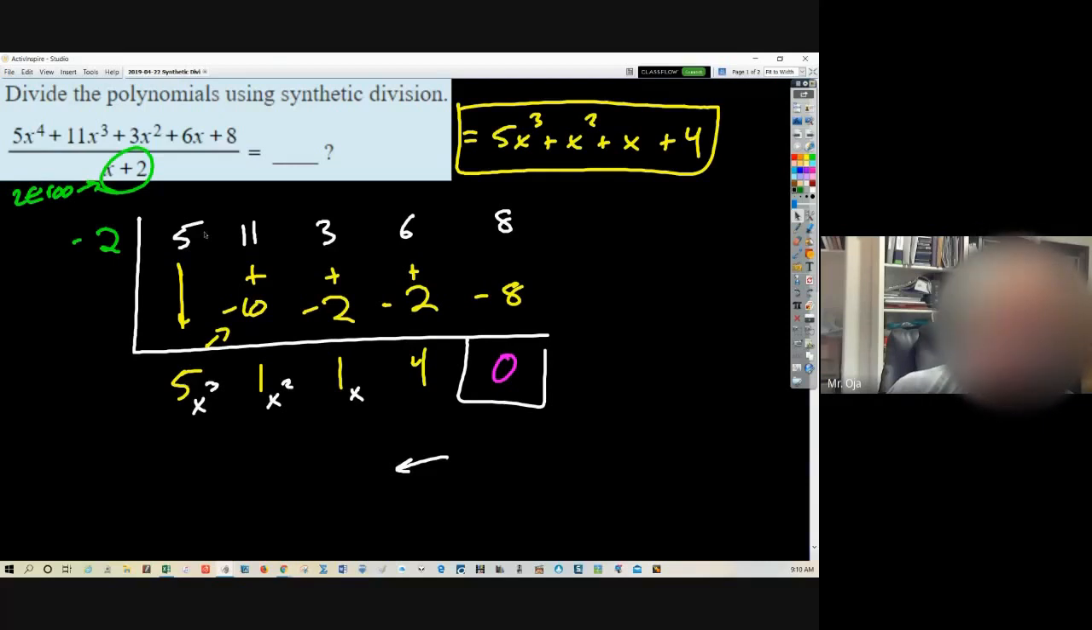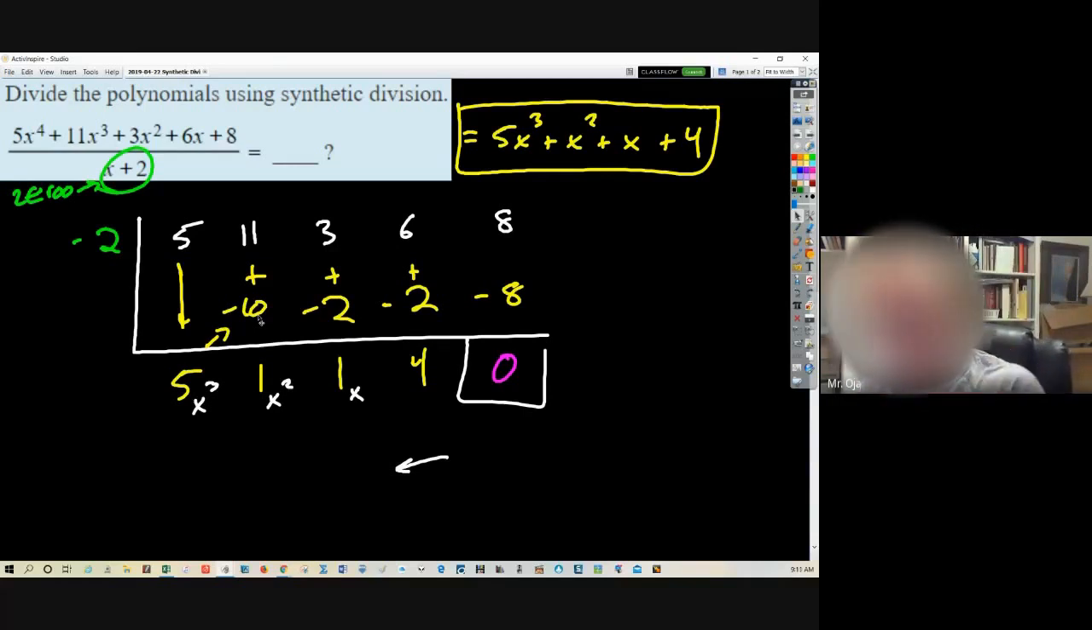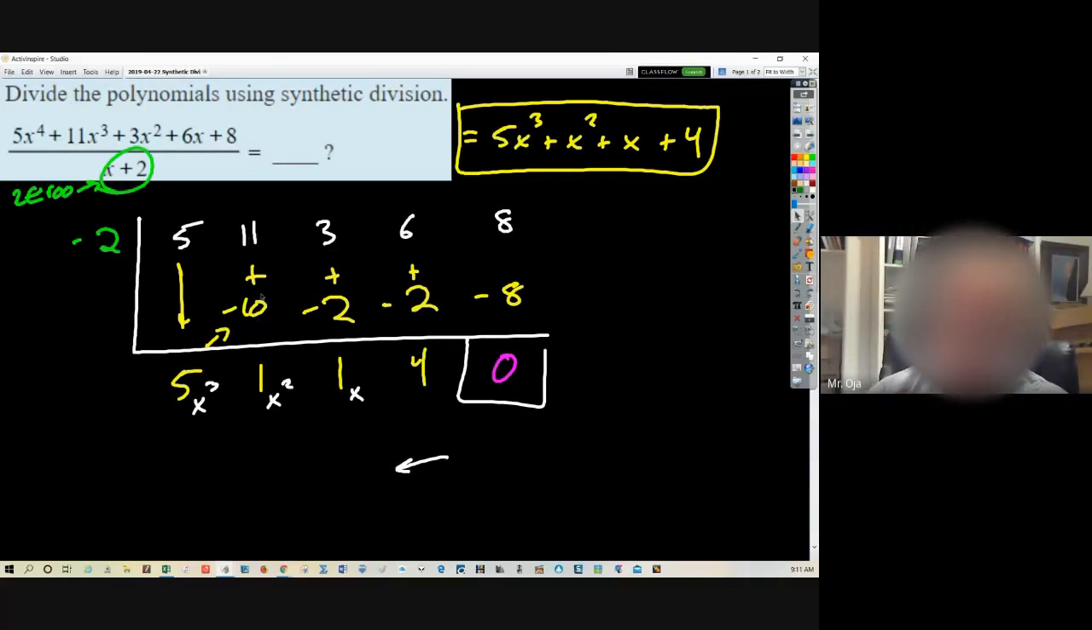Now, whenever a number drops below the bracket, the process is always the same. So in this case, we have a 5. We're going to multiply that number by whatever the number is outside, the 0 of the denominator. So 5 times -2 is -10. And then we're just going to push that up into the next row inside the bracket. And then we just add those numbers. So in our case, we get 5 times -2 is -10, and then we have 11 plus -10. With synthetic division, you always add the numbers vertically, which is the opposite of what you do with long division. Long division, you subtract. So 11 plus -10 is 1.